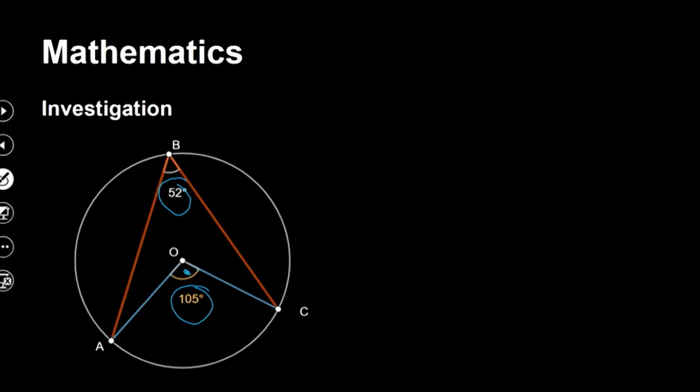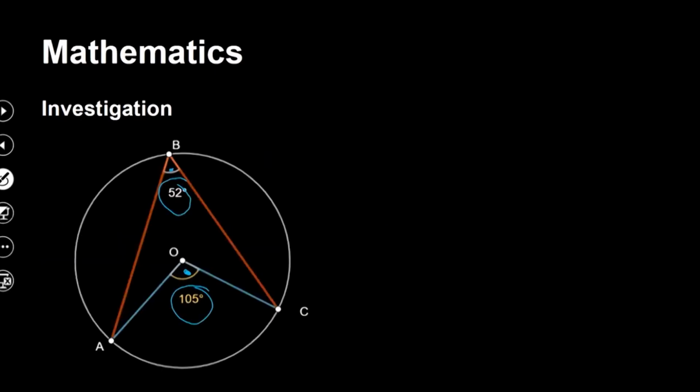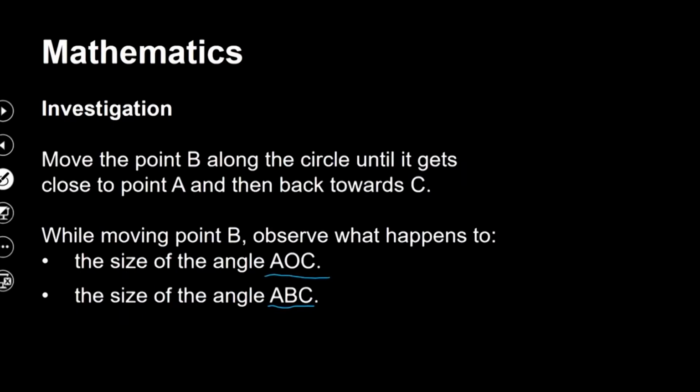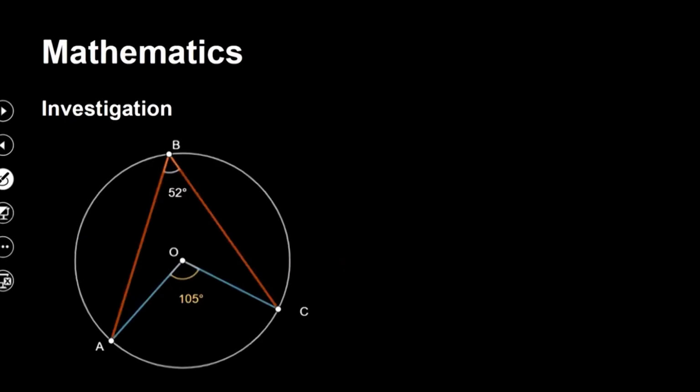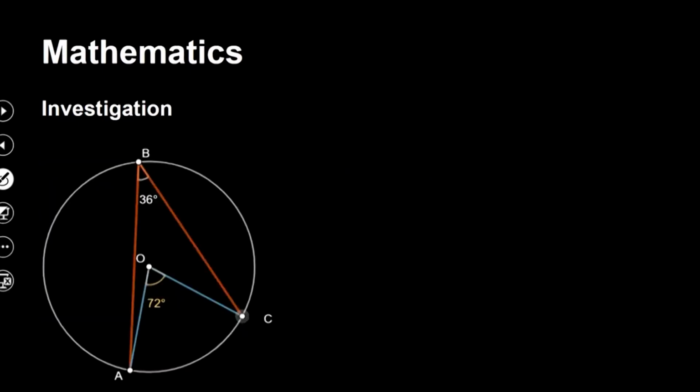AOC will be this angle here, and ABC will be that angle there. So they said, move B along the circle until it gets close to point A, right? So you move this until it gets to point A here, and then you move it to C as well. So what that means is move A closer to C, then move point B along the circle until it gets closer to A, and then back towards C. Still pay attention to those angles. This will look something like this.